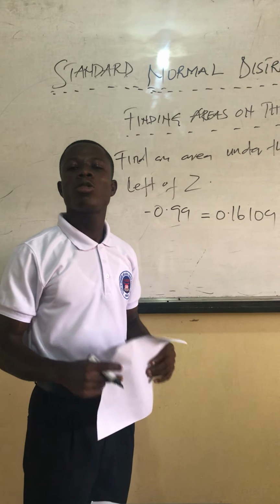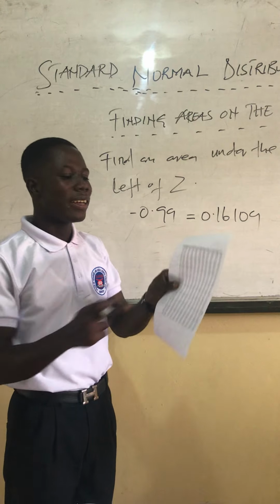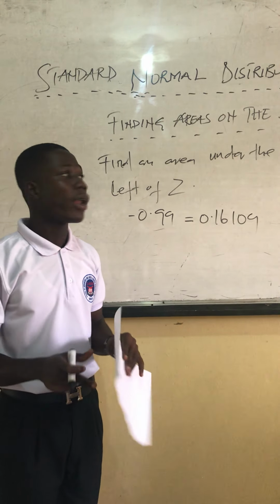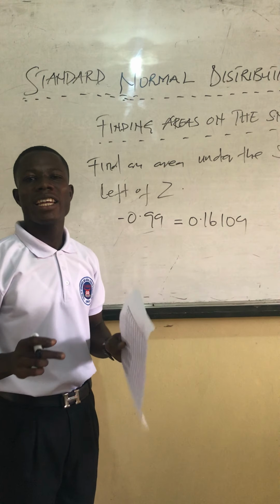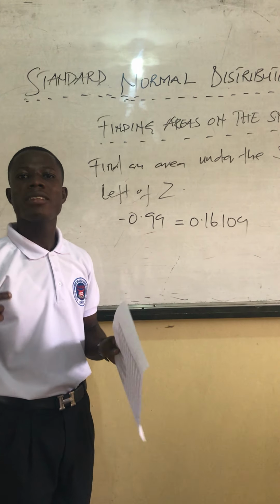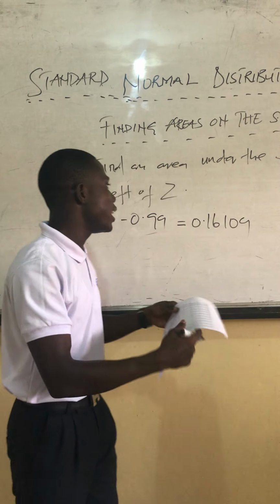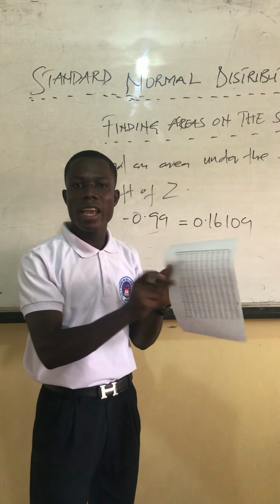So whenever you are asked to find an area on the left of z, the answer you get here becomes your final answer. Or whenever you are asked to find an area and there is no instruction to find it either to the left or to the right, say, find an area, and they give you the area, the answer you get here is your final answer.